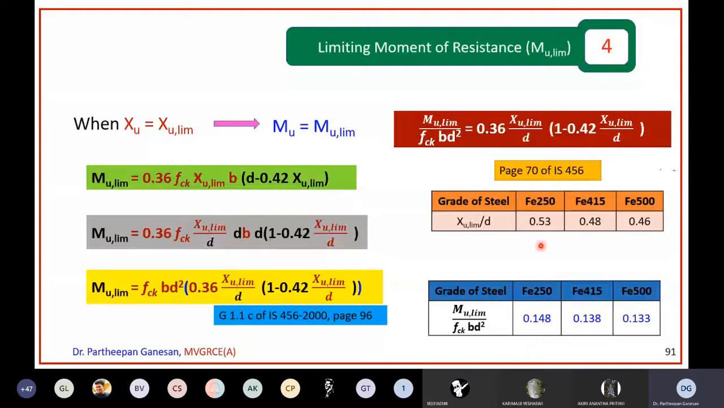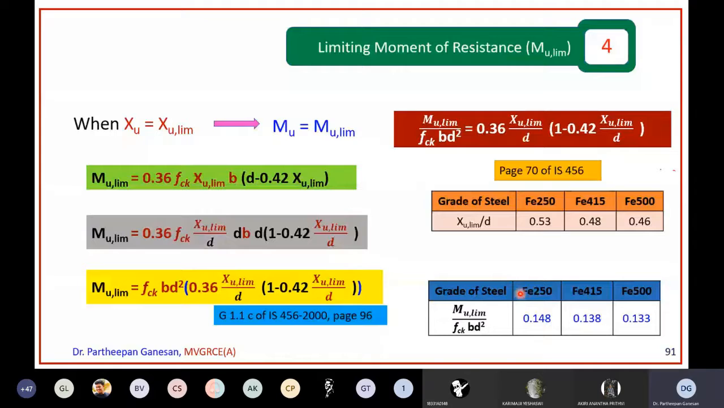Now if I substitute here in this formula, I will get MU limit by FCK BD square. If we have Fe 250, it is 0.148. If I have Fe 415, it is 0.138. If I have Fe 500, it is 0.133. Remember, this table is not directly available in your code, but you should remember these values because in many competitive examinations, they will ask you to find out MU limit. The grade of concrete and steel will be given, and the size of the section will be given. You have to find out MU limit. If you know these values, you can easily find out. Otherwise, you have to substitute the Xu limit by D in this equation and then find out.